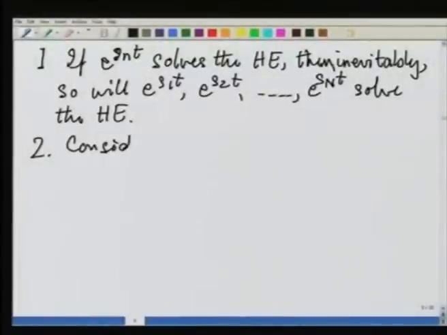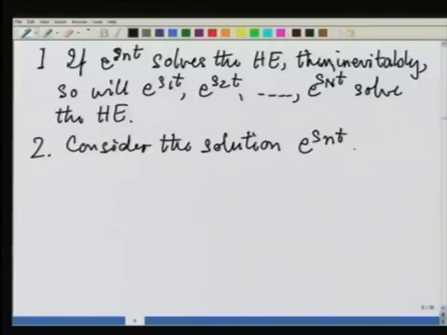We have n solutions for the homogeneous differential equation. Let us choose any one of them and study further. Consider the solution e to the power S small n t. This is one of those solutions. Small n takes some value between 1 and capital N.